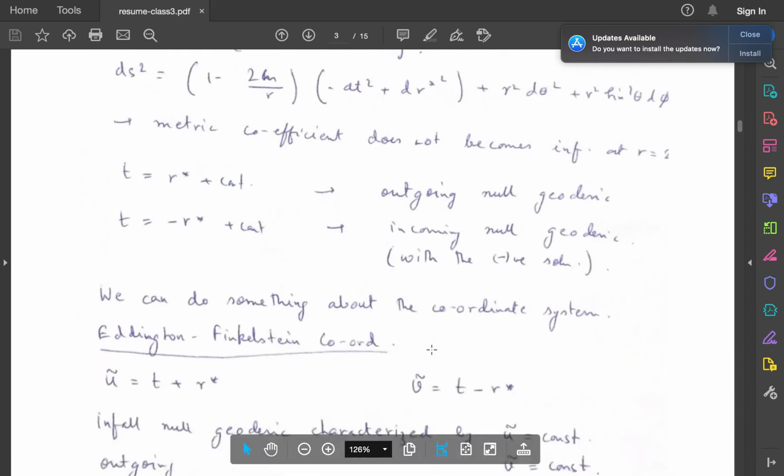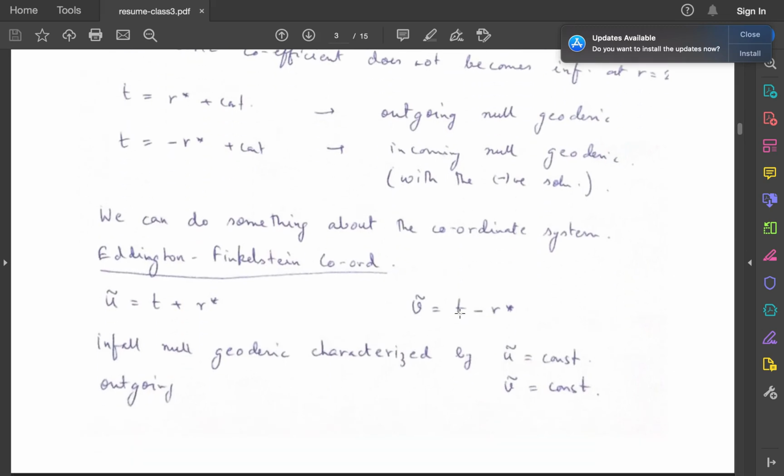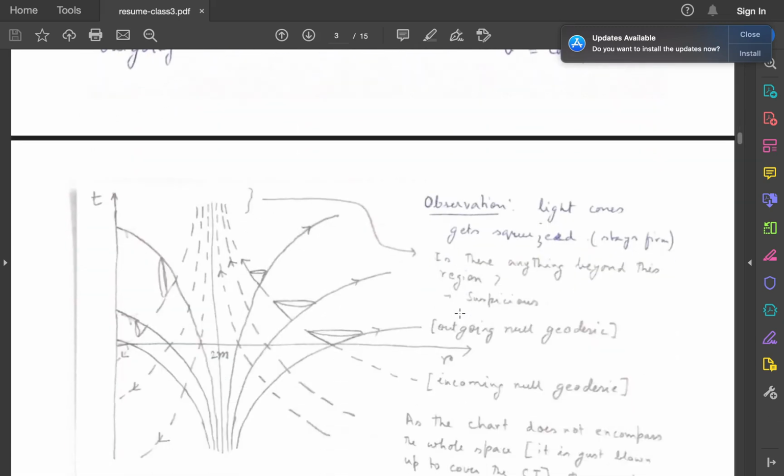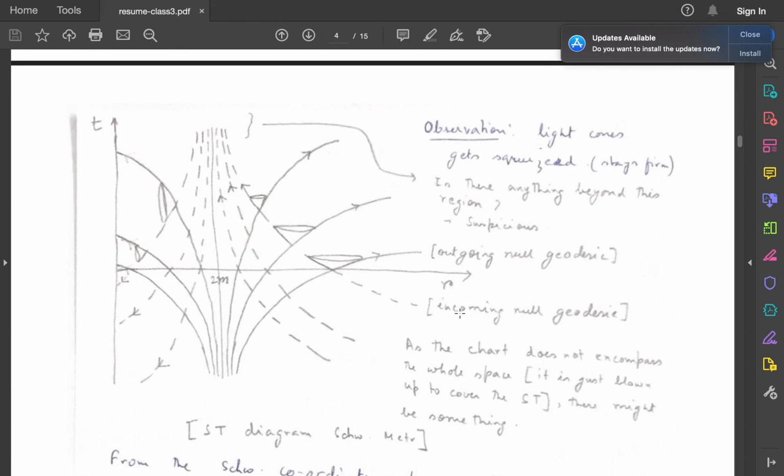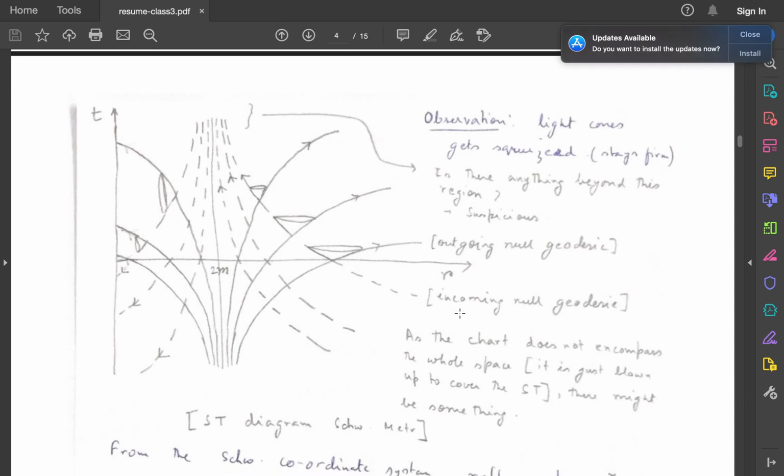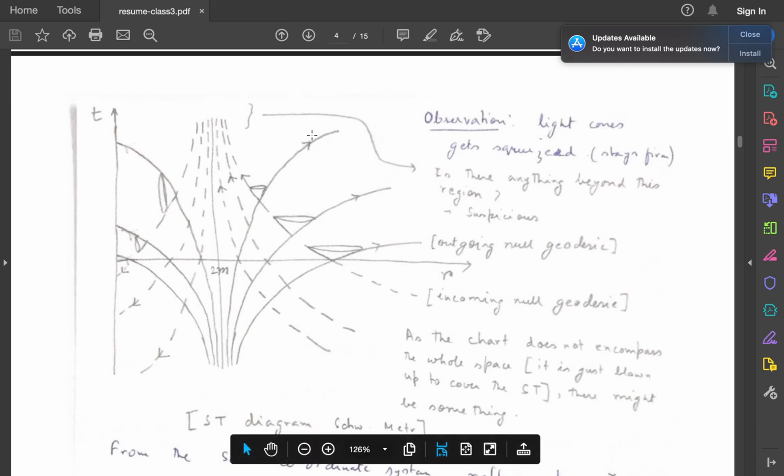So we can do something about the coordinate system. But before we go to the coordinate system, let us see how the space-time diagram looks like in this Schwarzschild geometry. Okay, now let us say that this is the t-axis and this is the r-axis. So let us now draw the null geodesic.